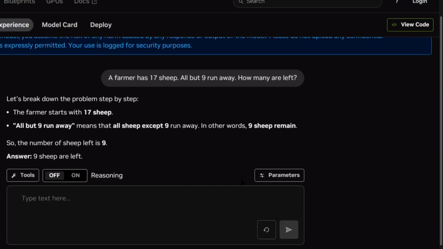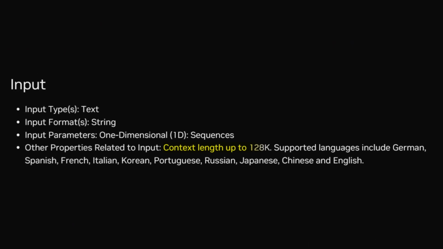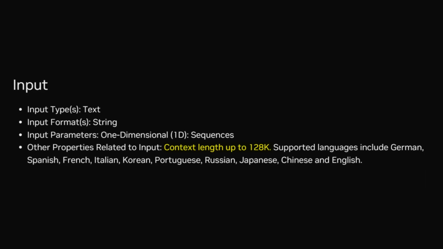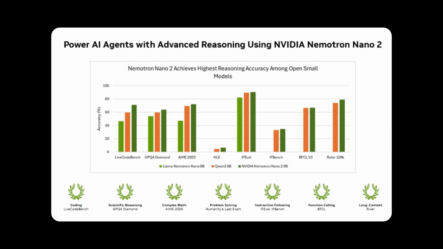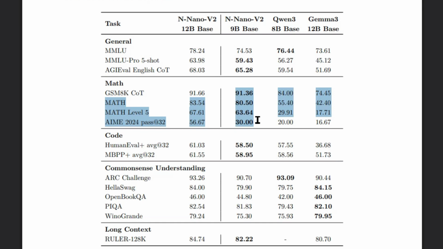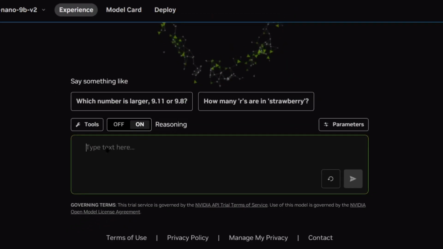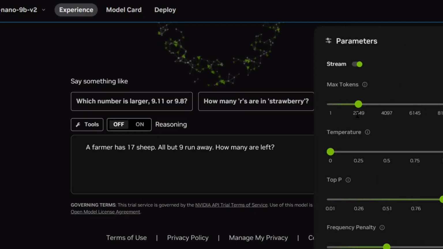This model handles up to 128,000 tokens in one conversation. That's 200 pages of text all at once on just one GPU. In benchmarks, Nemotron 9B beats models that are way bigger. It outperforms Qwen 38B on math, coding, and long context while being more efficient. Usually when Nvidia releases something this powerful, they charge monthly fees and limit usage. Not this time. Everything is open source. The weights, code, even training datasets.